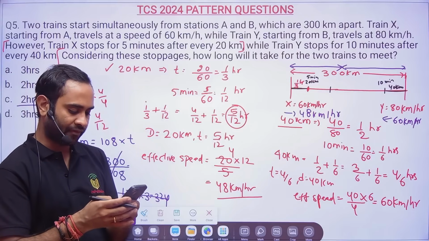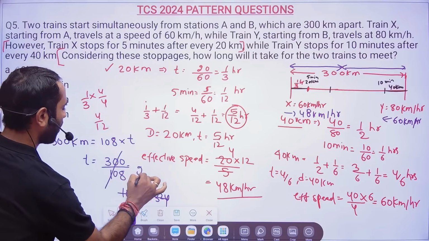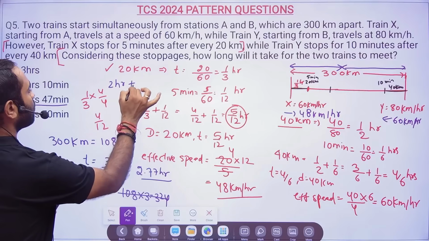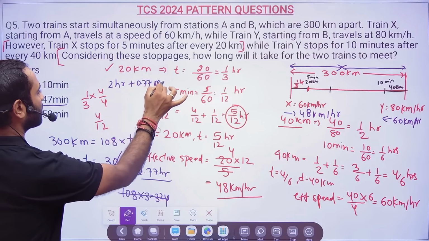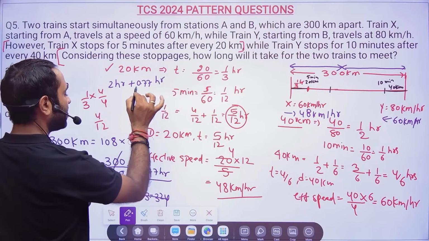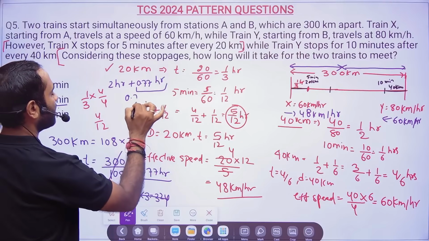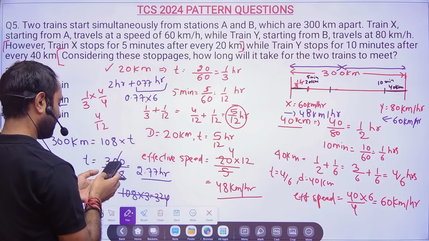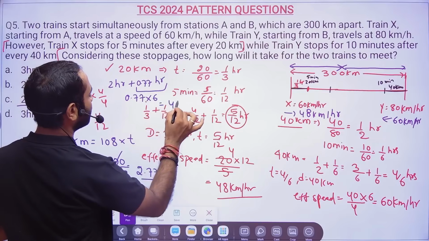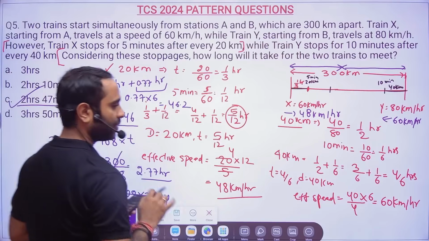In the calculator, divide 300 by 108, it will be 2.77 hours, right? That means 2 hours plus 0.77 hours. Now if you want to convert this into minutes, multiply by 60. 0.77 into 60 will be 46.2. So basically 2 hours and 46 minutes. So option C will be the correct answer.